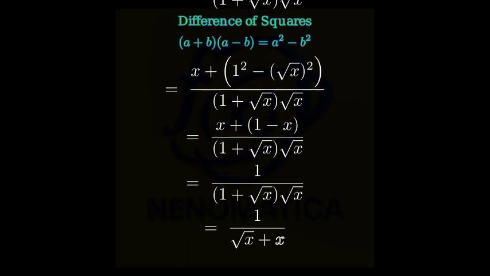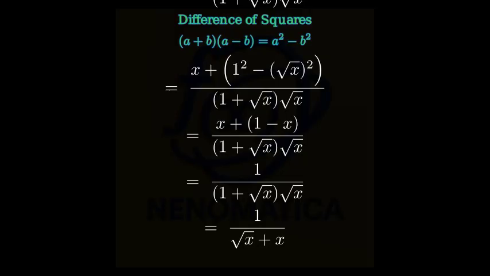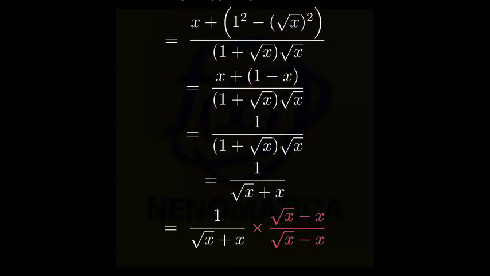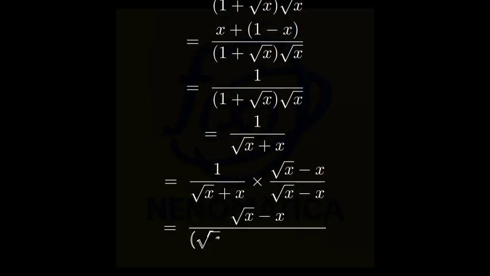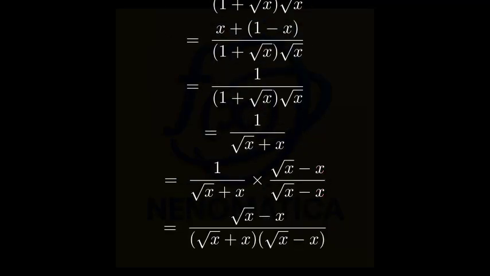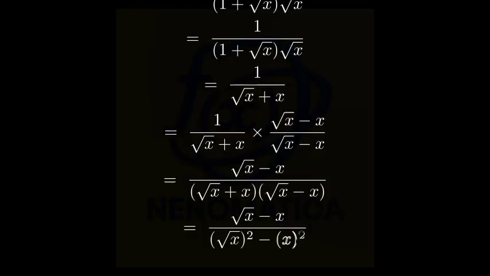Step 4. Notice the denominator is the product of 1 plus square root of x with square root of x, which equals square root of x plus x. Step 5. Rationalize the denominator by multiplying by the conjugate square root of x minus x divided by square root of x minus x. Step 6. Multiply across. The denominator becomes a difference of squares. Left parenthesis square root of x plus x right parenthesis times left parenthesis square root of x minus x right parenthesis equals the square root of x minus the square of x. Then simplify the powers.